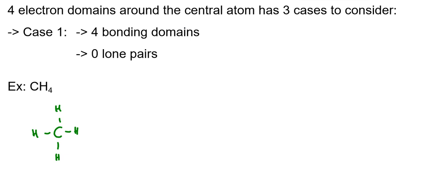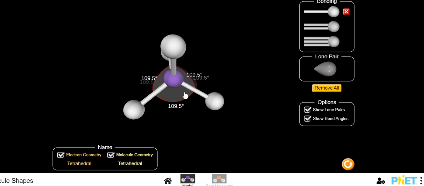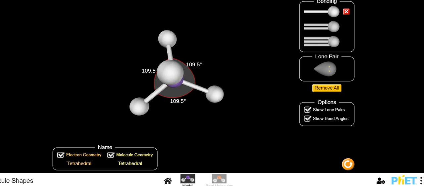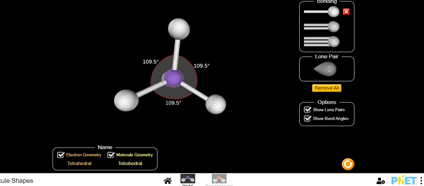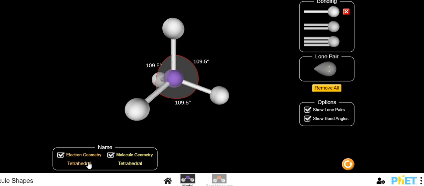So let's take a look here at what this actually looks like, and I'm going to use the PhET simulation for that. This is from what we were working from before with the trigonal planar, and I'm going to add in an extra bonding domain. So now I have 4 bonding domains, and you can see that it's drawn out like this, and this is actually what's called a tetrahedral shape.